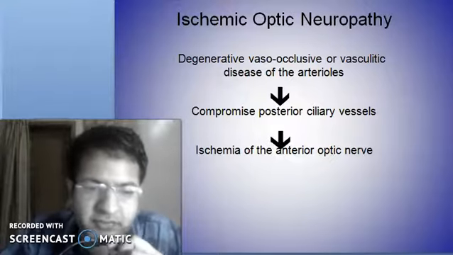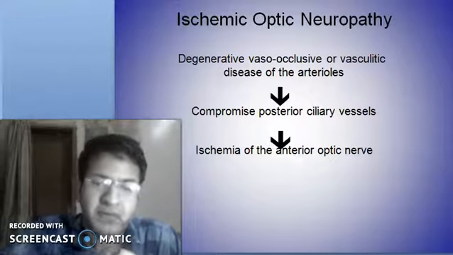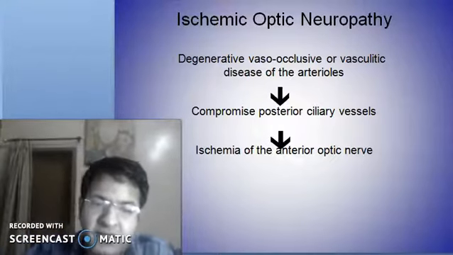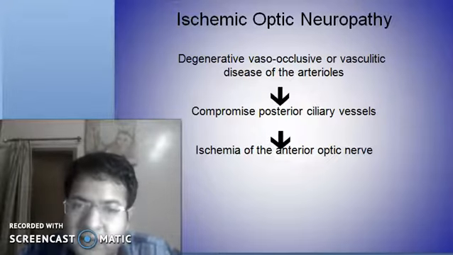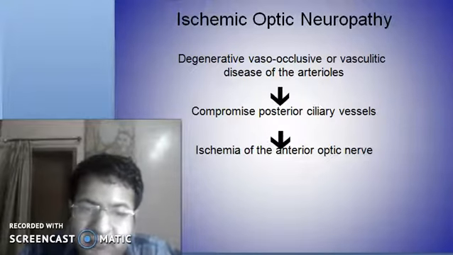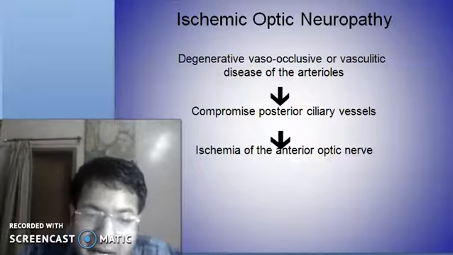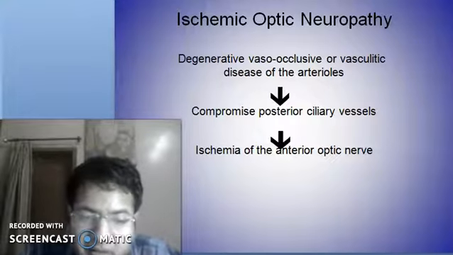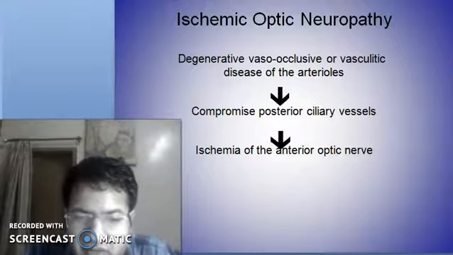Next in the pathologies of the optic nerve is the ischemic optic neuropathy. As the name suggests, the neuropathology of the optic nerve due to ischemia is known as ischemic optic neuropathy, in short form ION. It can be divided into anterior ischemic optic neuropathy or posterior ischemic optic neuropathy.